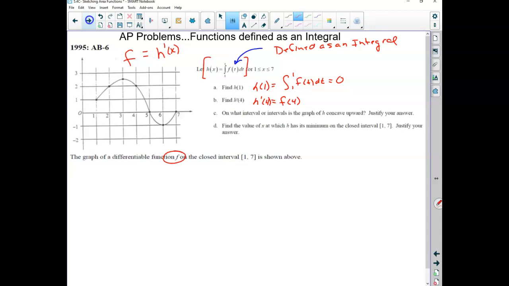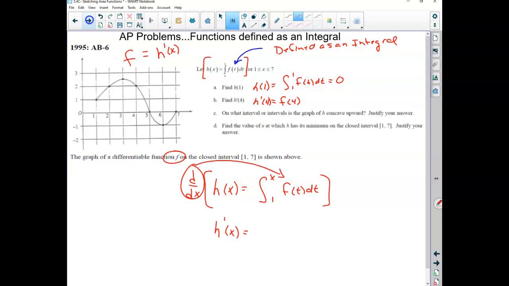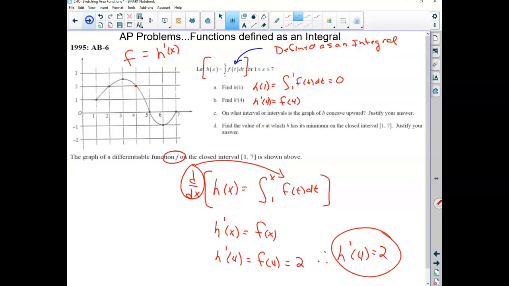Because if h of x equaled the integral from 1 to x of f of t dt, remember, we just spent a while doing this, and I took the derivative of this, that's h prime of x. This is the derivative of the antiderivative. That gives me a little f of x out. So h prime of 4 has to equal f of 4. f of 4 equals 2. Therefore, h prime of 4 equals 2. Okay? And we'll continue from there tomorrow, and I'll finish up the rest of these problems.